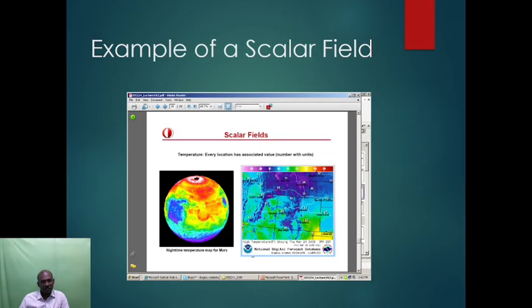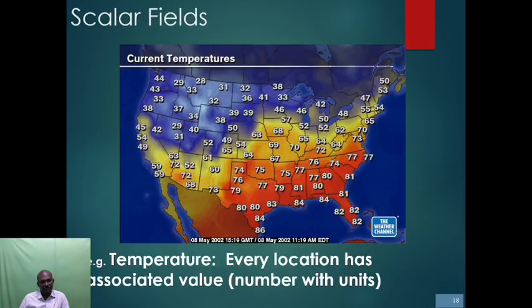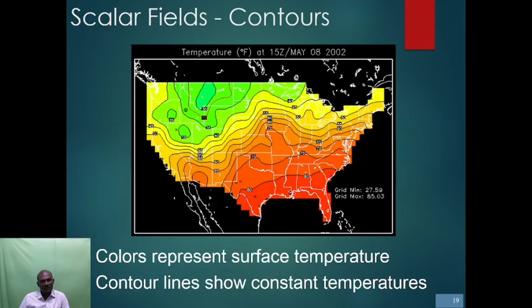Examples of scalar fields: temperature is a scalar quantity. Here we mention the temperature in degrees Celsius or degrees Kelvin, for a particular point, space or region. How it is distributed, in which direction, is not mentioned. So what is the scalar quantity of that field? For temperature, every location has an associated number with units, degrees Celsius or degrees Kelvin.